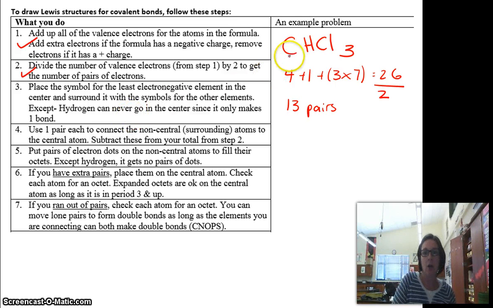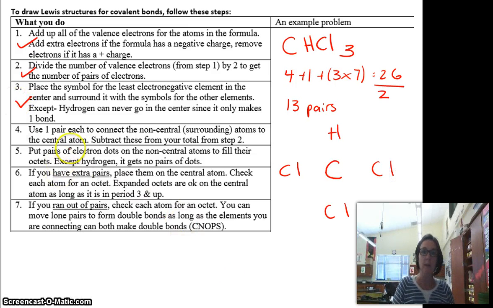So then if I compare carbon and chlorine, chlorine is closest to fluorine, meaning it's more electronegative. I'm going to put my carbon in the middle. Let's stick the hydrogen up here, and then I've got 3 chlorines that I'm just going to surround my central atom. Step 3, done. Now I'm going to use 1 pair each to connect the non-central atoms, these surrounding ones, to the central atom, and then once I've done that, I'm going to subtract those from the total that I got right here in step 2. So here's 1, 2, 3, 4 pairs that I've drawn as single bonds, so subtract out 4, and that leaves me with 9 pairs left.